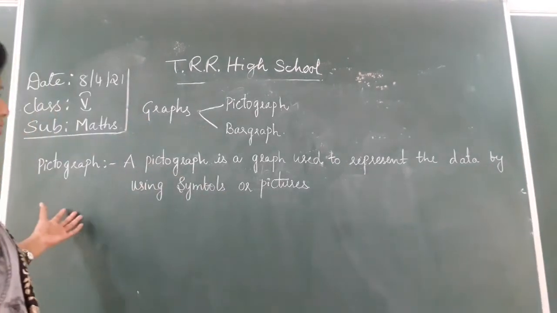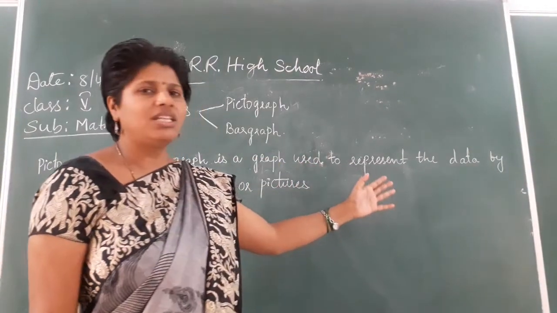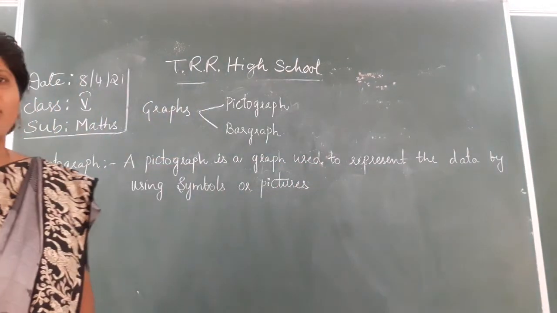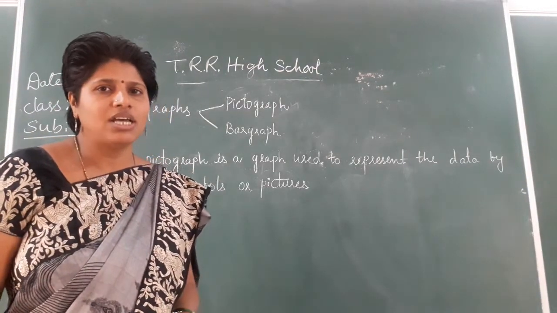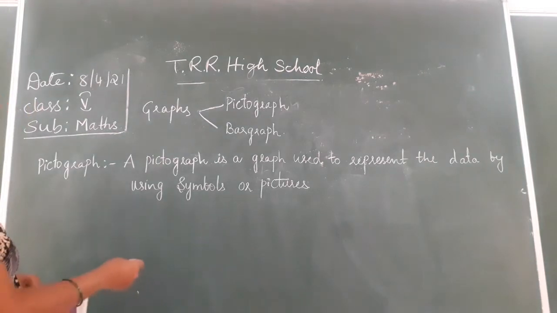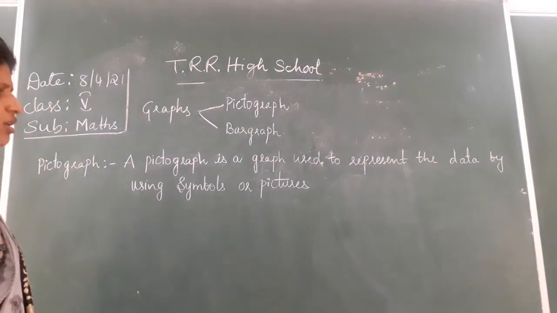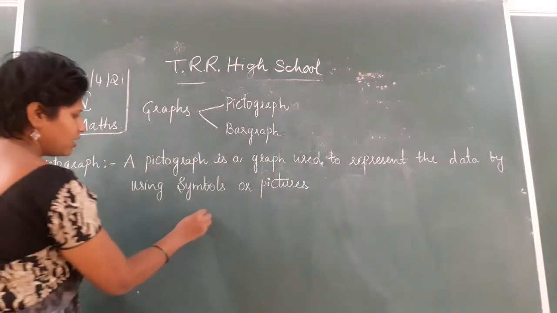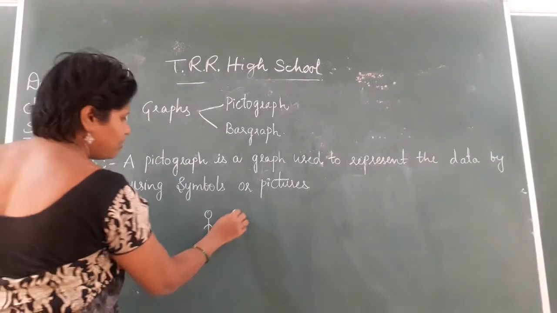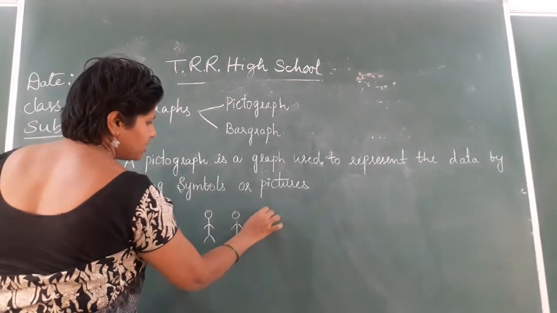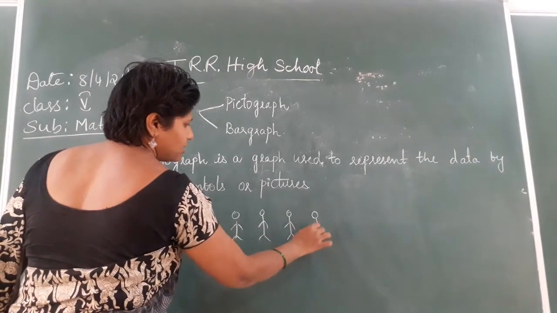Understood? So what is a pictograph? A pictograph is a graph which is used to represent the data by using symbols or pictures. Suppose there are persons, a number of persons, say 1, 2, 3, 4, up to 10. So how can I represent a person? Like this I can represent a person. Suppose there are 5, I can draw 5 symbols like this.